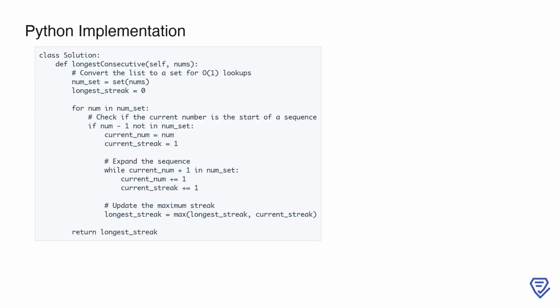By ensuring that each sequence is only processed once starting from its smallest number, the algorithm achieves a time complexity of O(n), where n is the size of the input array. This efficiency makes it suitable for large datasets. The function finally returns the value of longest_streak, which represents the length of the longest consecutive sequence found in the array.